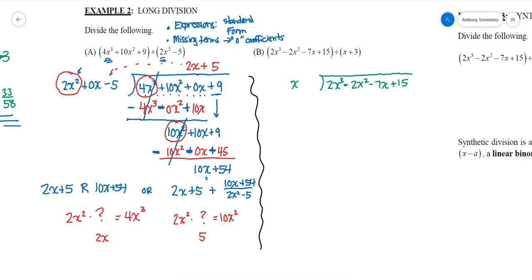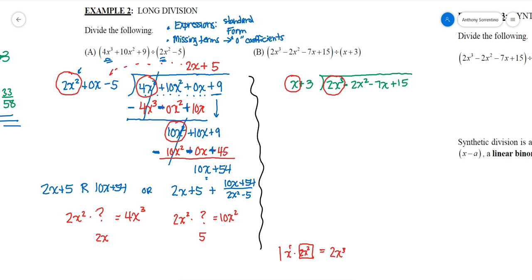And I have the x plus 3 out here. Again, no missing terms. I focus my attention on the first terms. And I have to ask myself, okay, x times what equals 2x cubed? Well, I went from having a coefficient of 1 to a coefficient of 2. So that means I had to multiply this by 2. I went from an x to the first power to an x cubed, so I had to multiply this by x squared.